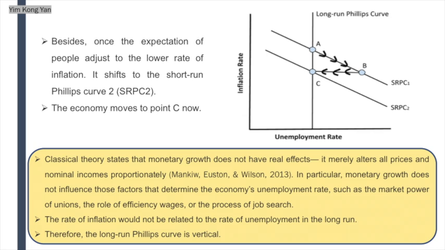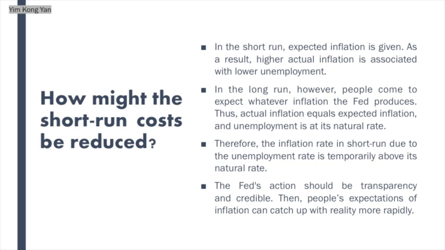The rate of inflation would not be related to the rate of unemployment in the long run. Therefore, the long-run Phillips curve is vertical. You can see it in the figure above. So, how might the short-run cost be reduced? In the short run, expected inflation is given. As a result, higher actual inflation is associated with lower unemployment.